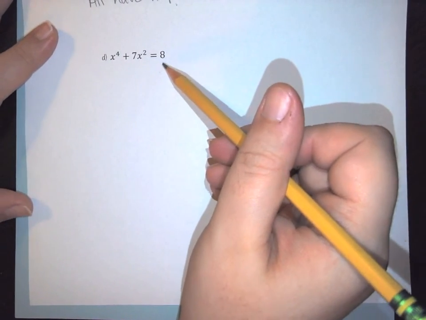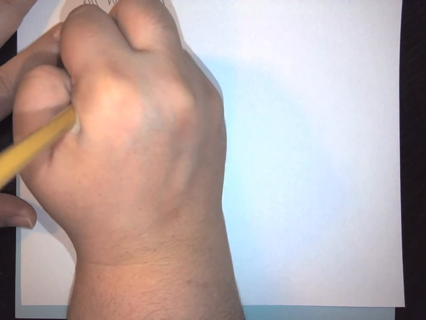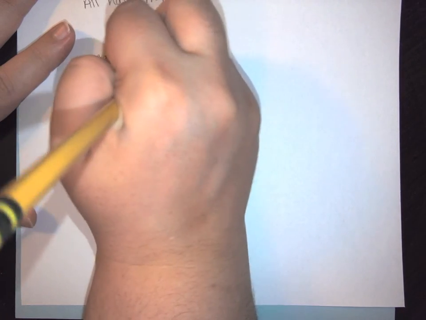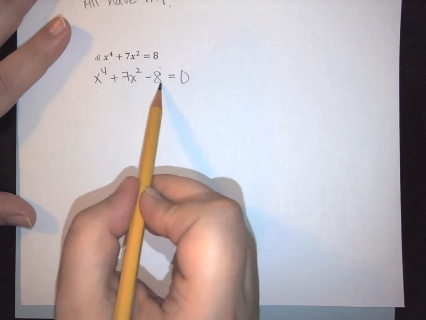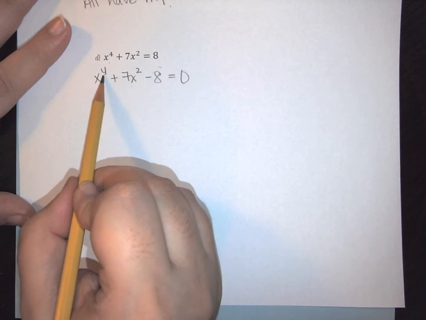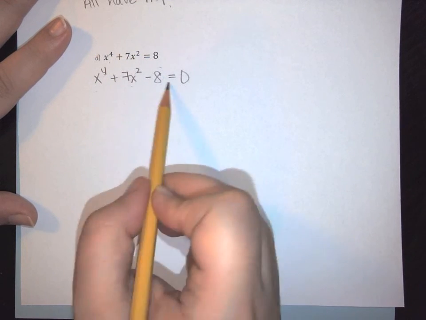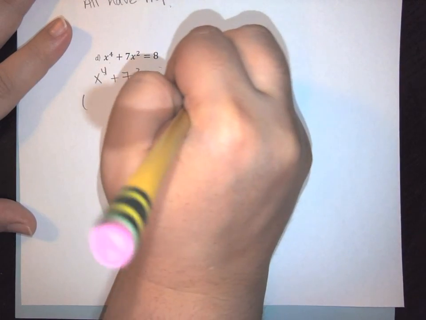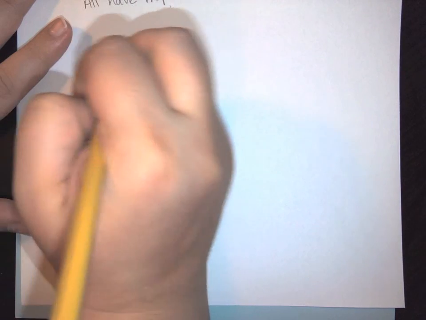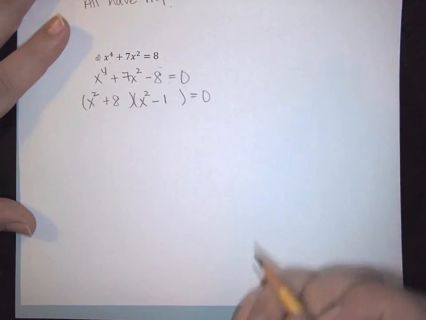Now, if we look at this next one, notice I have an x to the 4th, so the first thing I need to do is move my 8 over. So this becomes x to the 4th plus 7x squared minus 8 equals 0. Because I go from x to the fourth and step down to x squared and step down to x to the 0, this can actually be factored fairly easily. I can break this into its pieces, and this becomes x squared plus 8 and x squared minus 1.